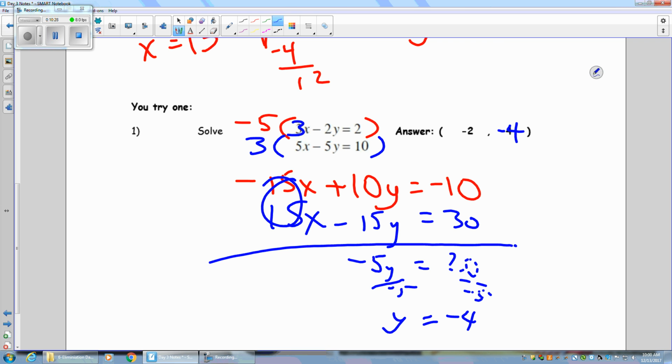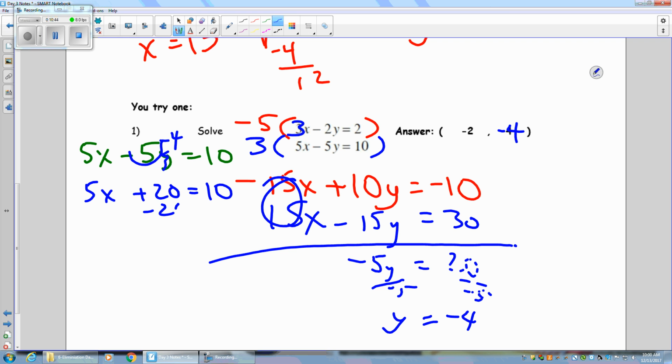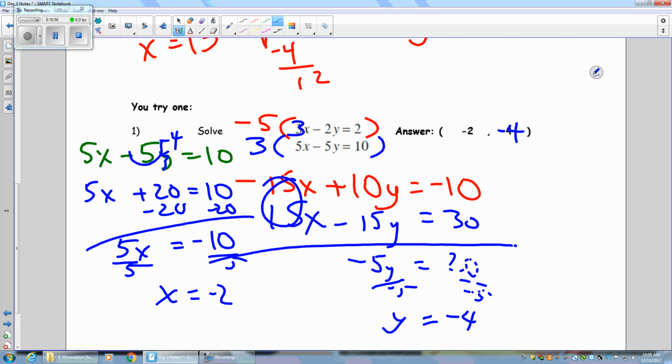And now let's plug that back in. I'm going to plug it into that bottom one just because I really like 5s. 5x minus 5y is 10. Negative 4 gets plugged in right there, to get 5x plus 20 is 10. Minus 20 on both sides to get 5x is negative 10. Divide by 5. Whew, and x is negative 2, which is what's right there.